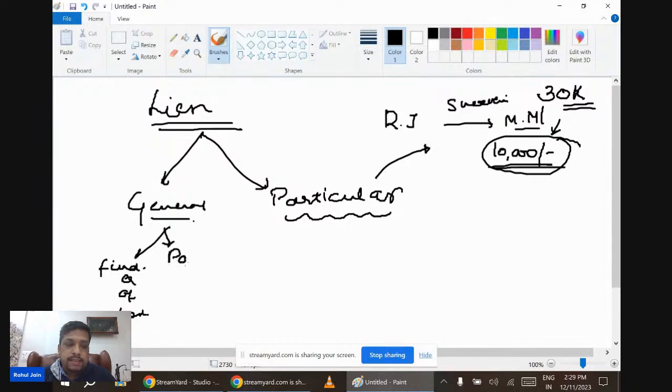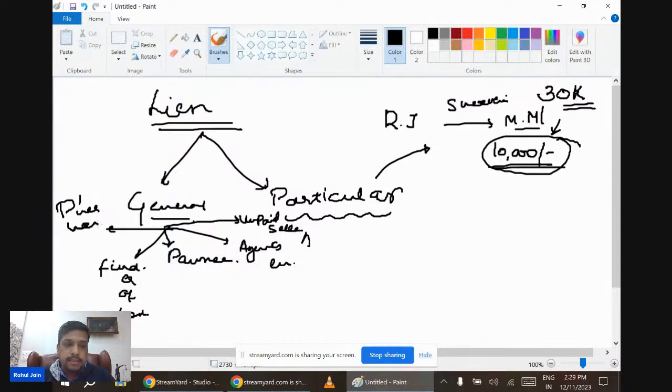Pawnee's lien, agent's lien, unpaid seller under Sale of Goods Act, and partner's lien under the Indian Partnership Act.